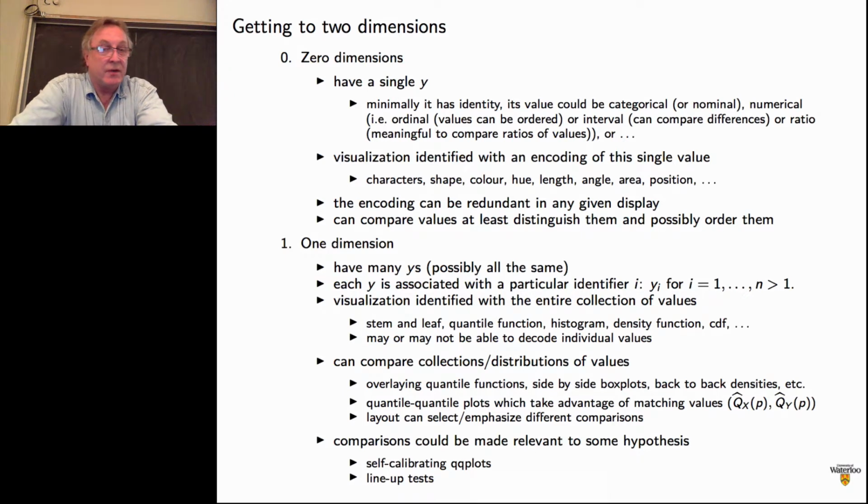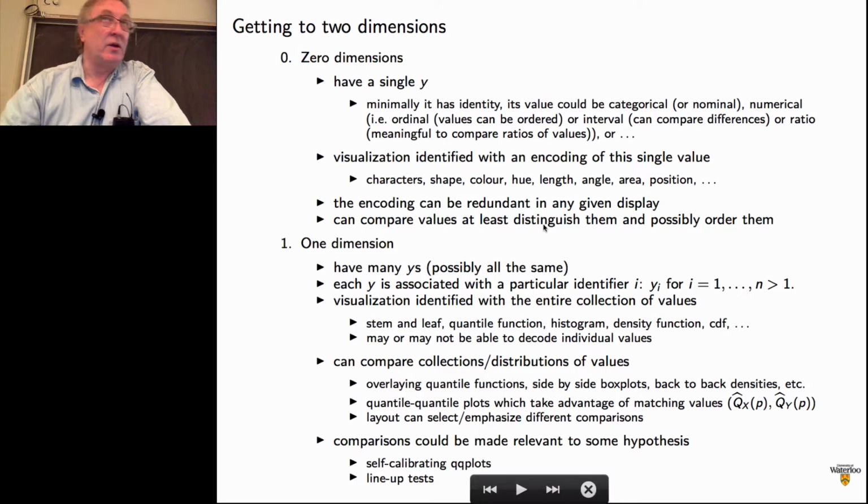We began with 0 dimensions. That's got a single y, just one number, right? And it's got identity. It's got maybe a category. Maybe it has some actual quantity, some magnitude that you want to encode and decode. And so when we talked about visualizing a single number, we talked about how that encoding might happen, and what were the various features that you might use to encode that value, and which were superior to others. So, you know, character, shape, hue, position, etc.